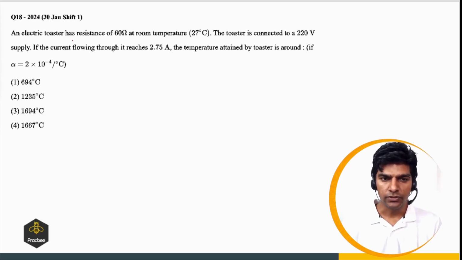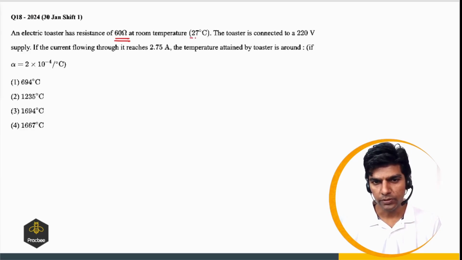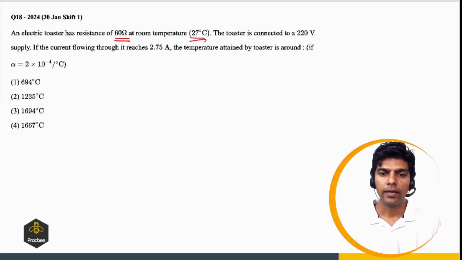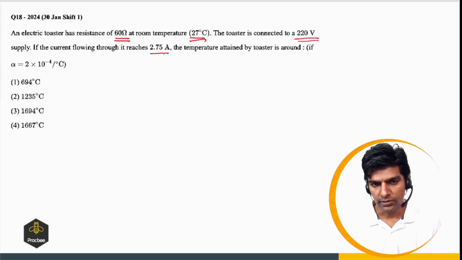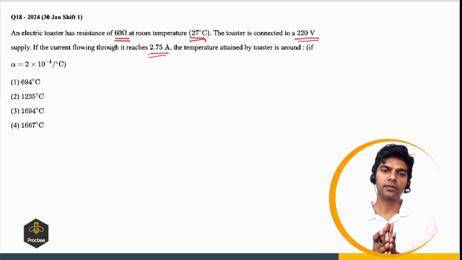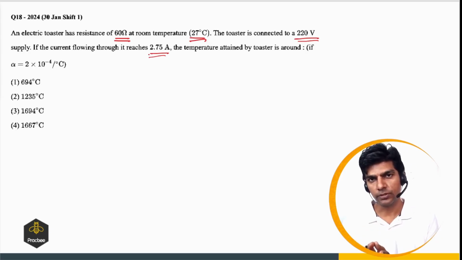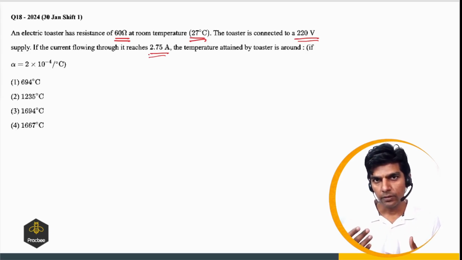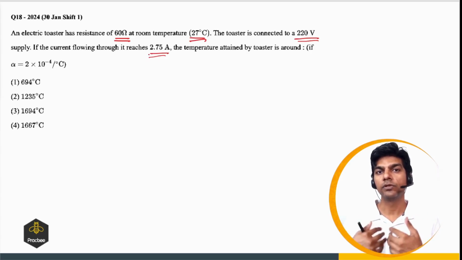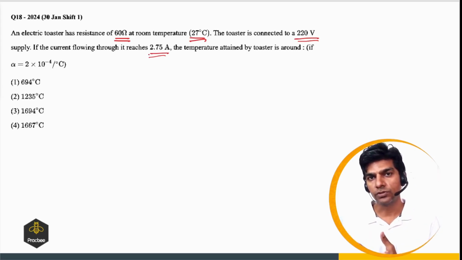An electric toaster has a resistance of 60 ohms at room temperature, which is 27 degrees Celsius, and the toaster is connected to 220 volt supply. If the current flowing through it reaches 2.75, so what happens in this case? As the current passes through the toaster, due to the Joule heating, the temperature will increase, and as the temperature increases, the resistance will also increase. As the resistance increases, the current which is flowing through the toaster will decrease.